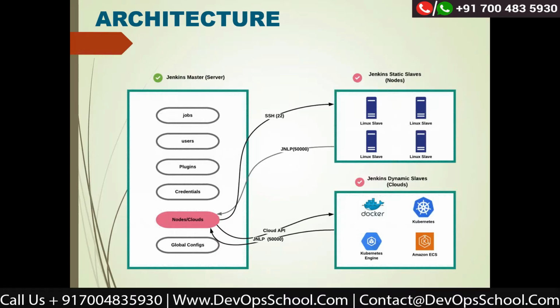You need to have a Jenkins server. The server is also called a master. We also call it a master node. Jobs are part of which node? It's always part of the master node. Users are part of which node? Again, it's always part of the master node. Plugins, credentials, nodes, global settings, security, all of this are part of the master node only. It cannot be on any of the slave nodes.